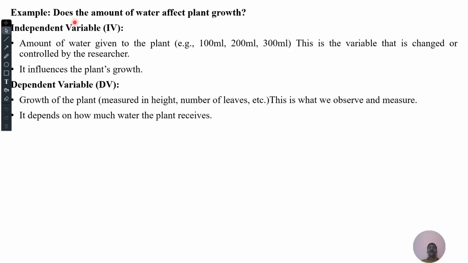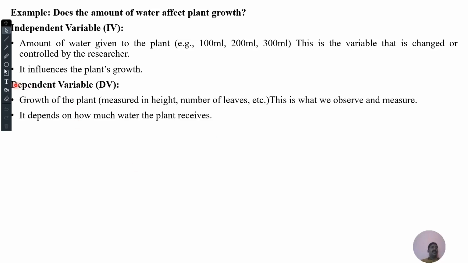For example, does the amount of water affect plant growth? Yes, definitely it will affect the growth, which means here the independent variable is water. Researchers will pour water daily. If the researchers pour 100 ml daily, the plant will grow. If they pour 200 ml daily, the leaves and the plant height will increase. If researchers pour 5 liters of water daily, the plant will be affected. That is the dependent variable, which depends on the water. The water level is the independent variable, and the plant height and number of leaves are dependent variables that are observed and measured.